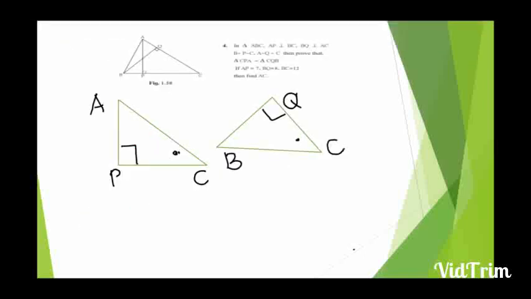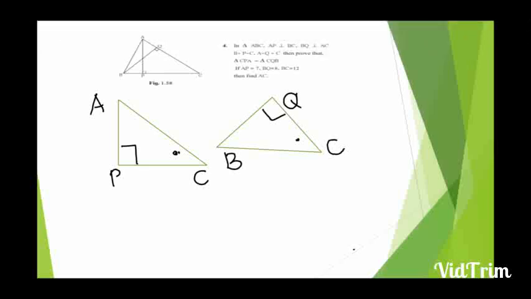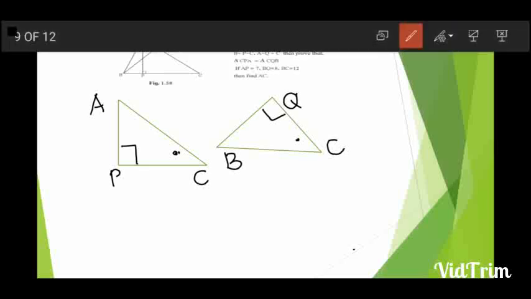Now let me go to the next one. See here, they have given all the information: in this triangle AP is perpendicular, and BQ is also perpendicular to AC. We have to prove that these two triangles are similar. For your clear reference, I have drawn both the triangles separately, that is APC and BQC.